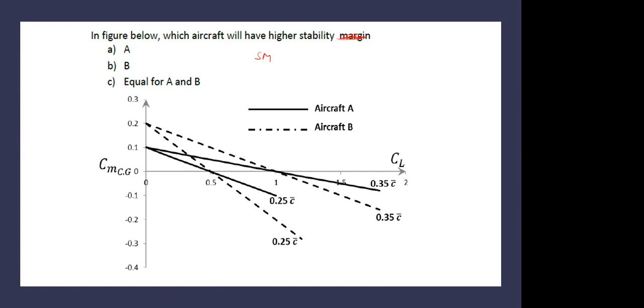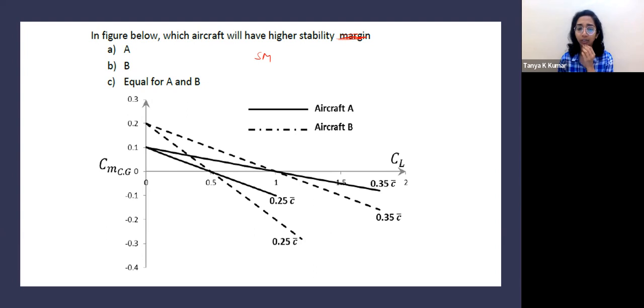No, ma'am. The CM slope determines mainly. The one which has the steeper slope has the higher static margin. So the answer is B aircraft, right? Both the slope lines.